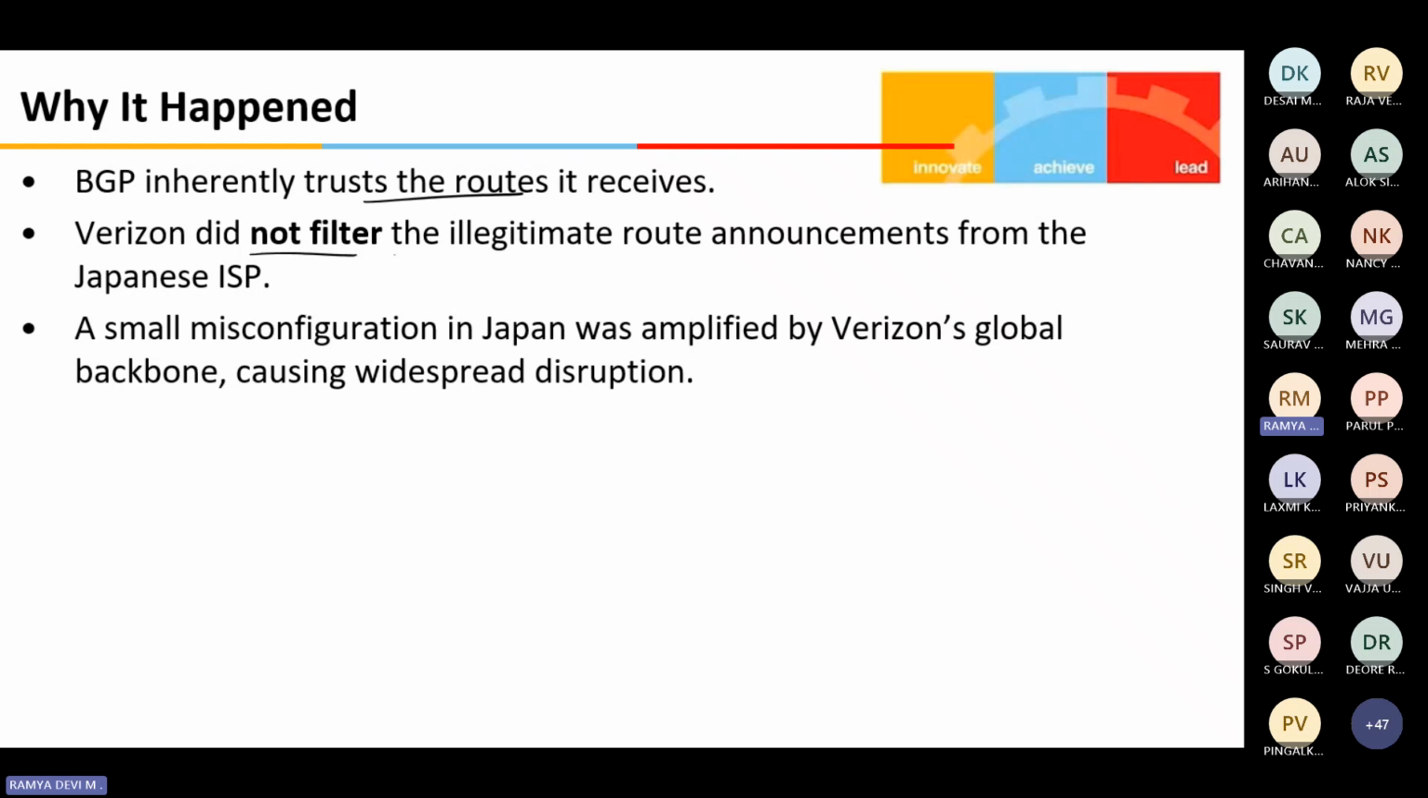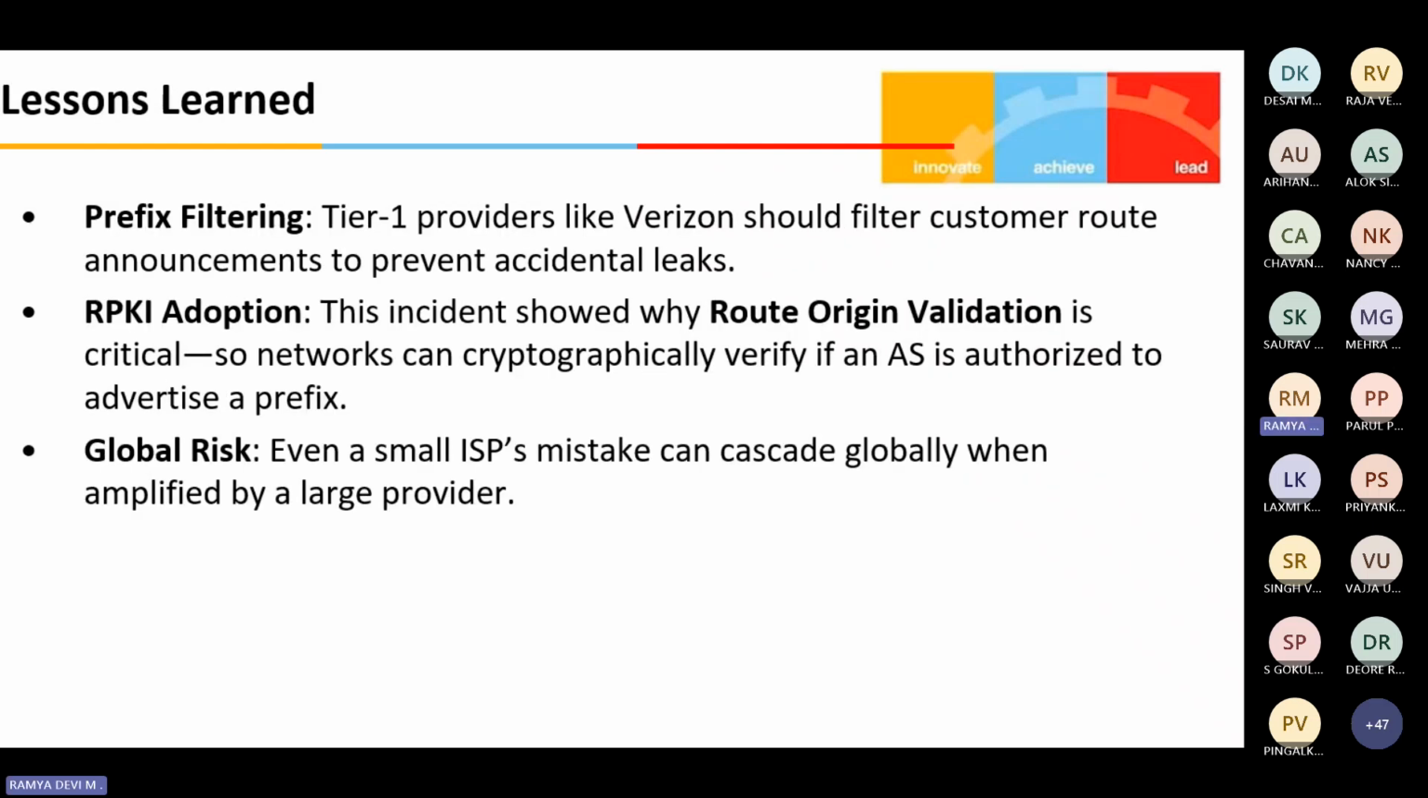Okay, so this lack of filtering allowed Google prefixes to be advertised like valid paths with the help of ISPs. Right? So a small misconfiguration at Verizon affected widely, because Verizon is a Tier 1 provider. It caused widespread disruption across multiple regions. Right? So what are the lessons learned? We have to do prefix filtering, and RPKI adoption is required in order to avoid the global risk.